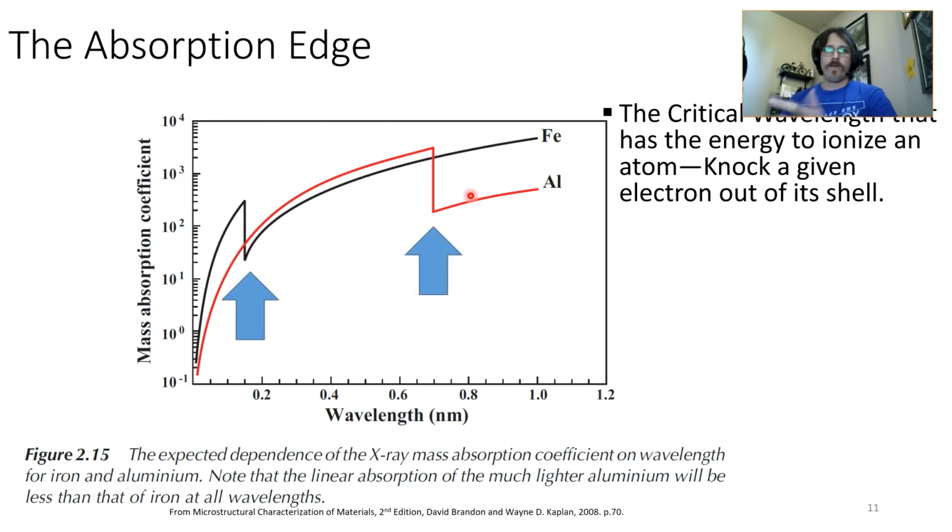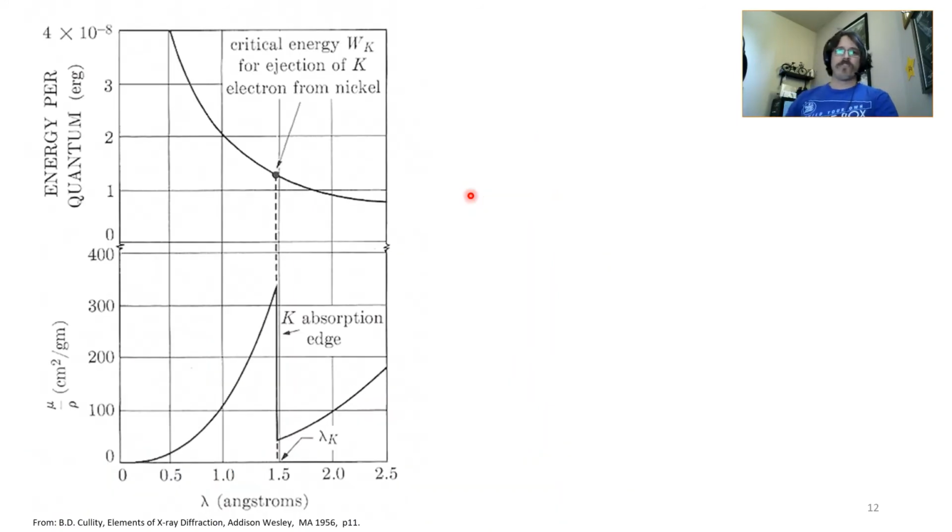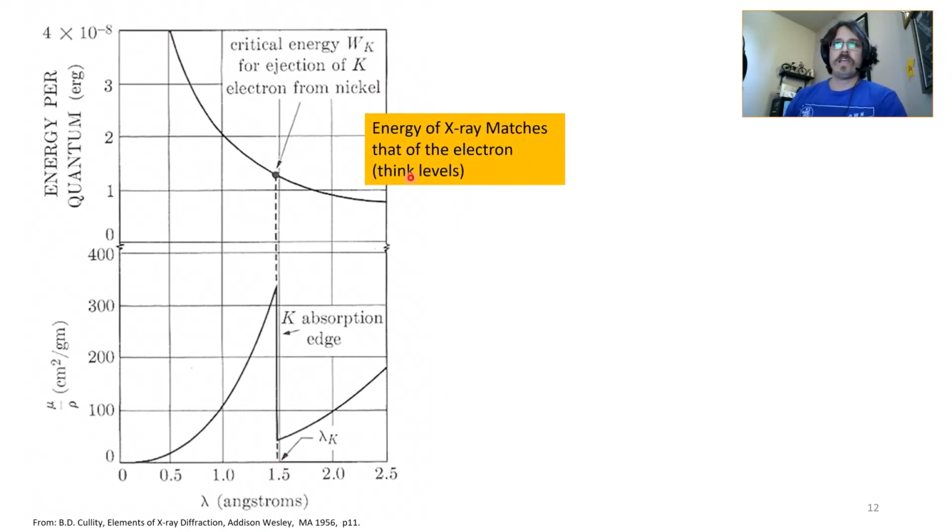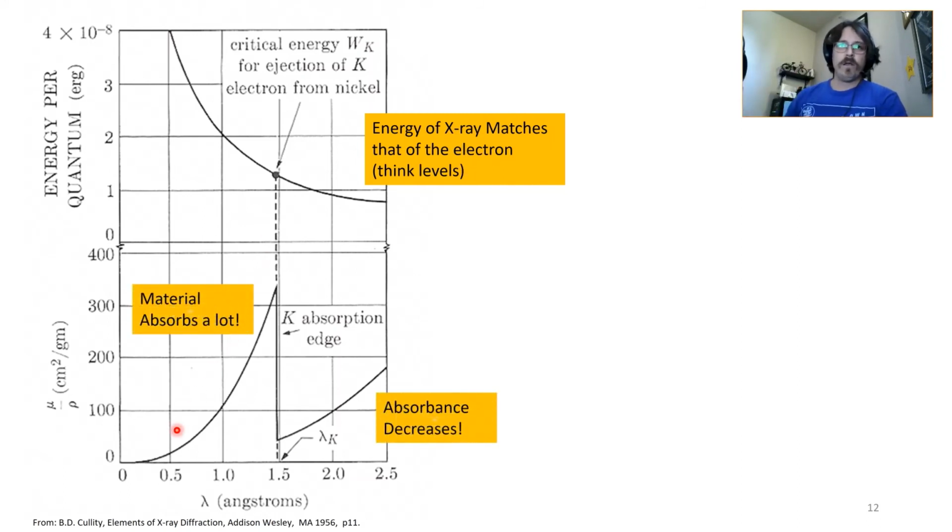If we look at it, here we are, they're the little cusps. If we look at it from a different point of view, this is talking about nickel, and nickel is important to copper radiation, and I'll show you why in a bit. Here's the critical energy for the wavelength of an electron from nickel, and we have this spike, and this is the absorption edge of nickel. The absorption edge of nickel occurs a little bit below 1.5. The energy of the X-ray matches that of the electron, so think levels. Here, the material is absorbing a lot. After you hit this absorption edge, the absorbance decreases.